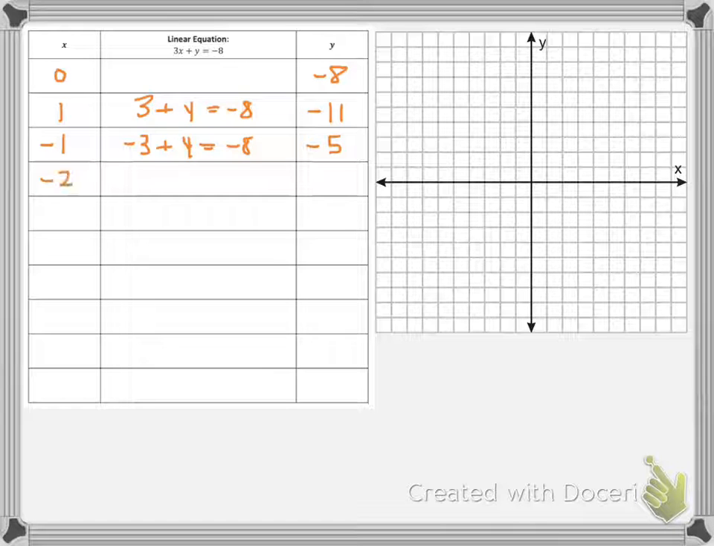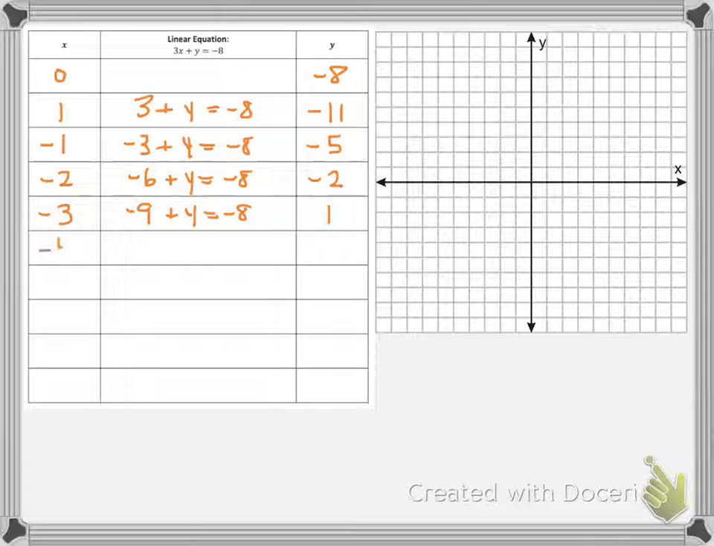Let's check a negative 2. 3 times negative 2 is a negative 6 plus y equals a negative 8. I would have to add 6 to both sides. That gives us a negative 2. If I put a negative 3 in for x, that would be a negative 9. 3 times negative 3 is negative 9. Plus y equals negative 8. If we add 9 to both sides, my y is now a 1.